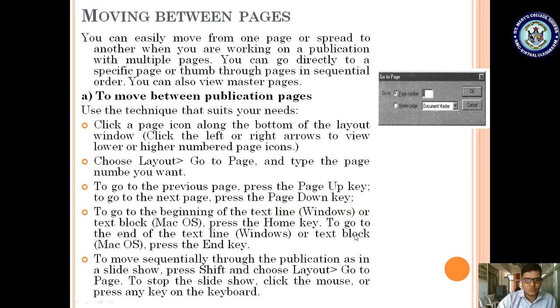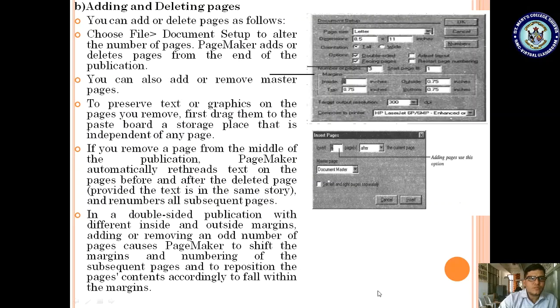Okay, to move sequentially through the publication as a slideshow, go to the page, whatever page you are specifying, it will make a move, just as we have seen now. Okay, next, adding and deleting pages. Let us see how to add and delete a page. You can add or delete pages as follows.